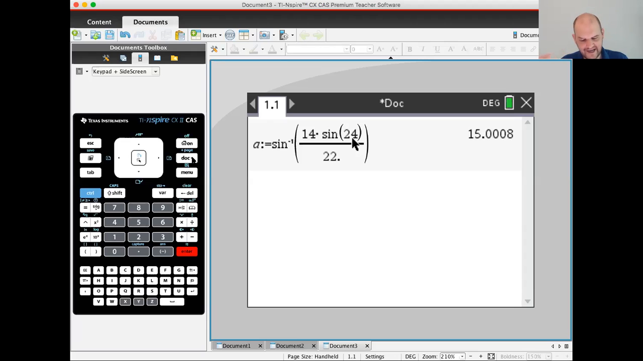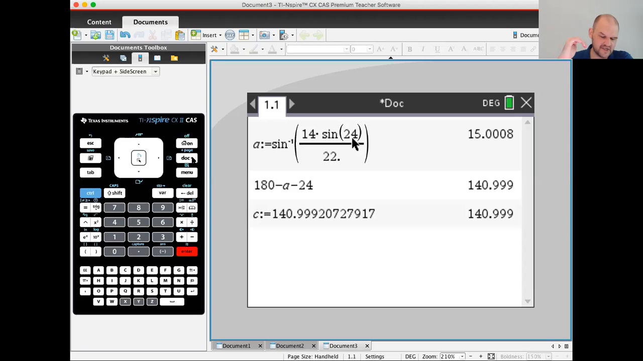So now what I need to do is 180 minus A minus 24 gives me 140.999 degrees. And then I need to solve for C. So I know that I'm going to do C over the sine of C. So let me store this as C.